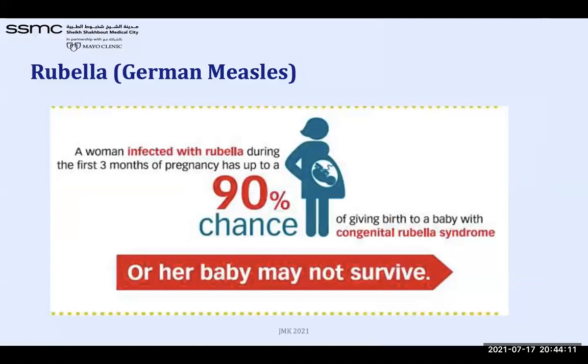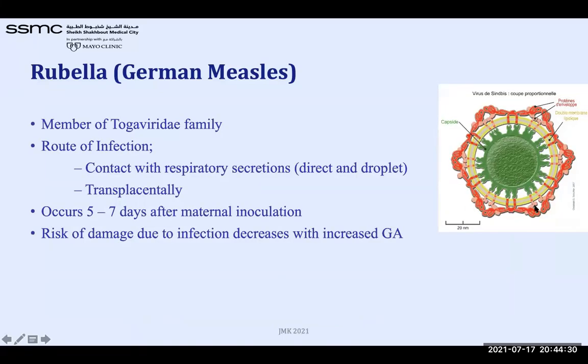Rubella, the German measles, has a 90% chance of transmission. So that's why all the mothers should be screened, and it is a very severe infection. The chances of intrauterine death are very high, so we have to screen all the mothers. It looks like this. It is not the coronavirus, but it looks like it. It is also an RNA virus. It's a member of the Togavirus family, spread by contact with respiratory secretions, and it goes transplacentally, 5 to 7 days after the maternal inoculation.